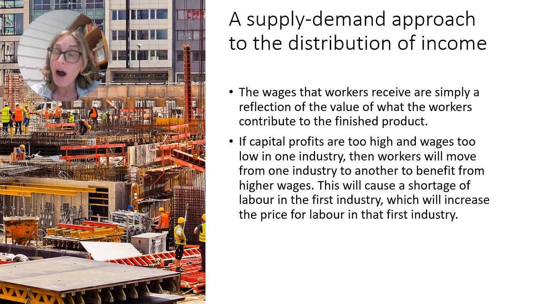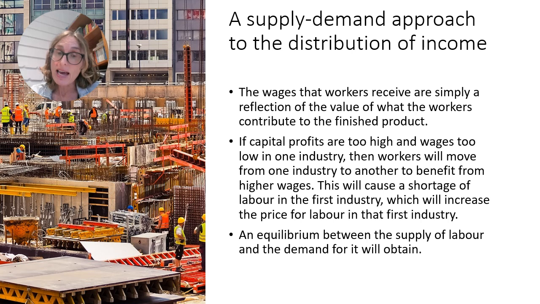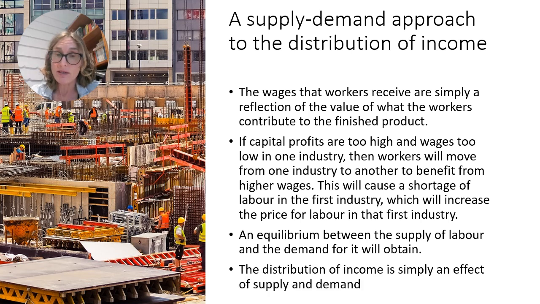If capital profits are too high and wages too low in one industry, workers will choose to move from one industry to another to benefit from higher wages. This will cause a shortage of labour in the first industry, and that will increase the price for labour in that first industry until you receive a market clearing price, an equilibrium between the supply of the labour and the demand for it. And the distribution of income is in this sense understood by the neoclassical economist simply as a function or an effect of supply and demand.